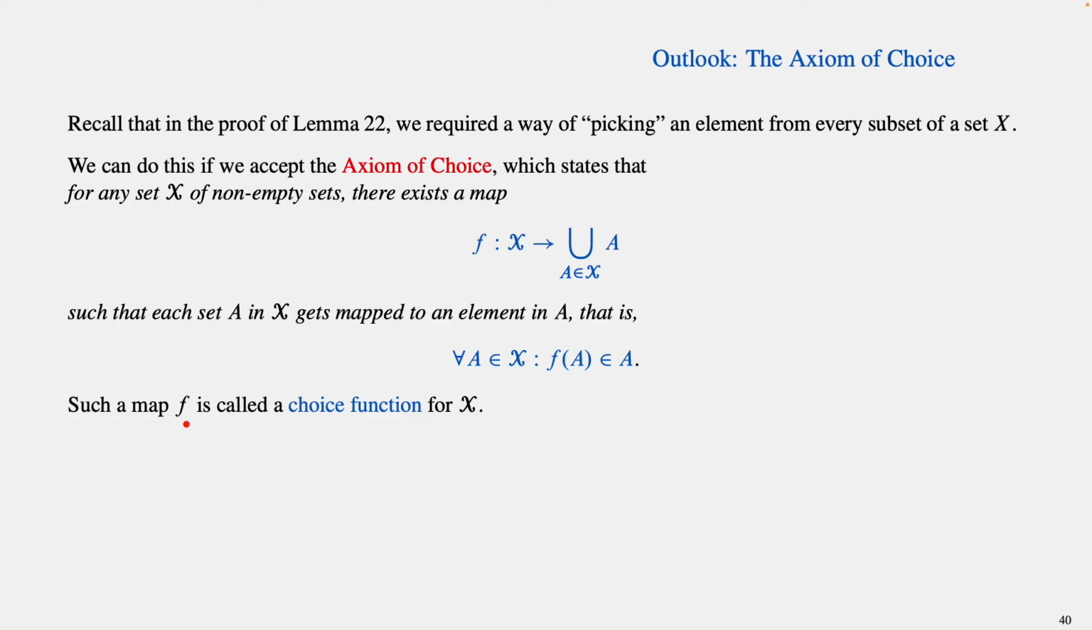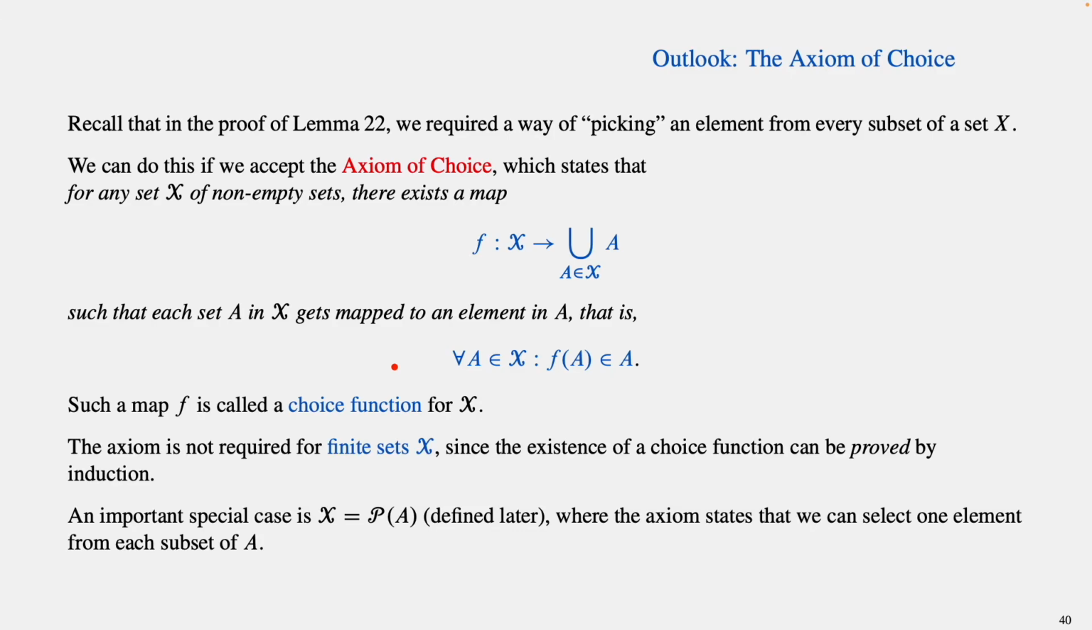But such a map F is called a choice function for X, and what it essentially tells us is if we have this collection of non-empty sets, there is a function that can, for every set in this collection, pick one element from this particular set. This axiom is not required when we're dealing with finite sets X, so with finite collections of sets, because then the existence of such a choice function can be proved inductively.